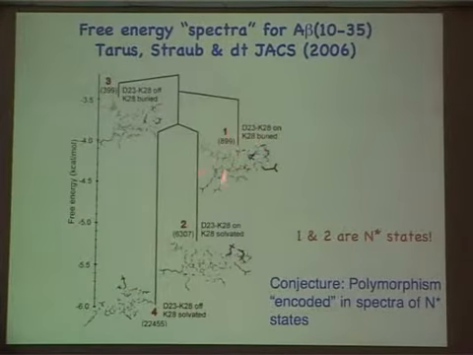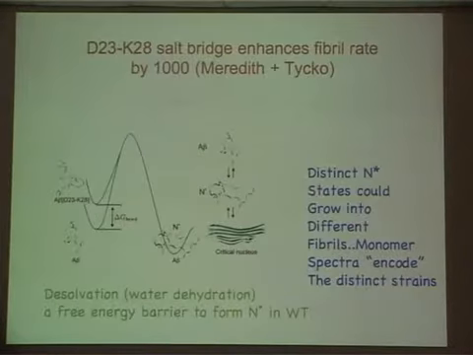But there are also some other higher free energy structures which have salt bridges buried, which conformations are different, and we speculate, in fact, that the polymorphism is also encoded in the spectrum of N star, whereas in the lattice model, the N star is quite unique. Here, there's an ensemble of these structures. So that's the first thing that I want to tell you about.